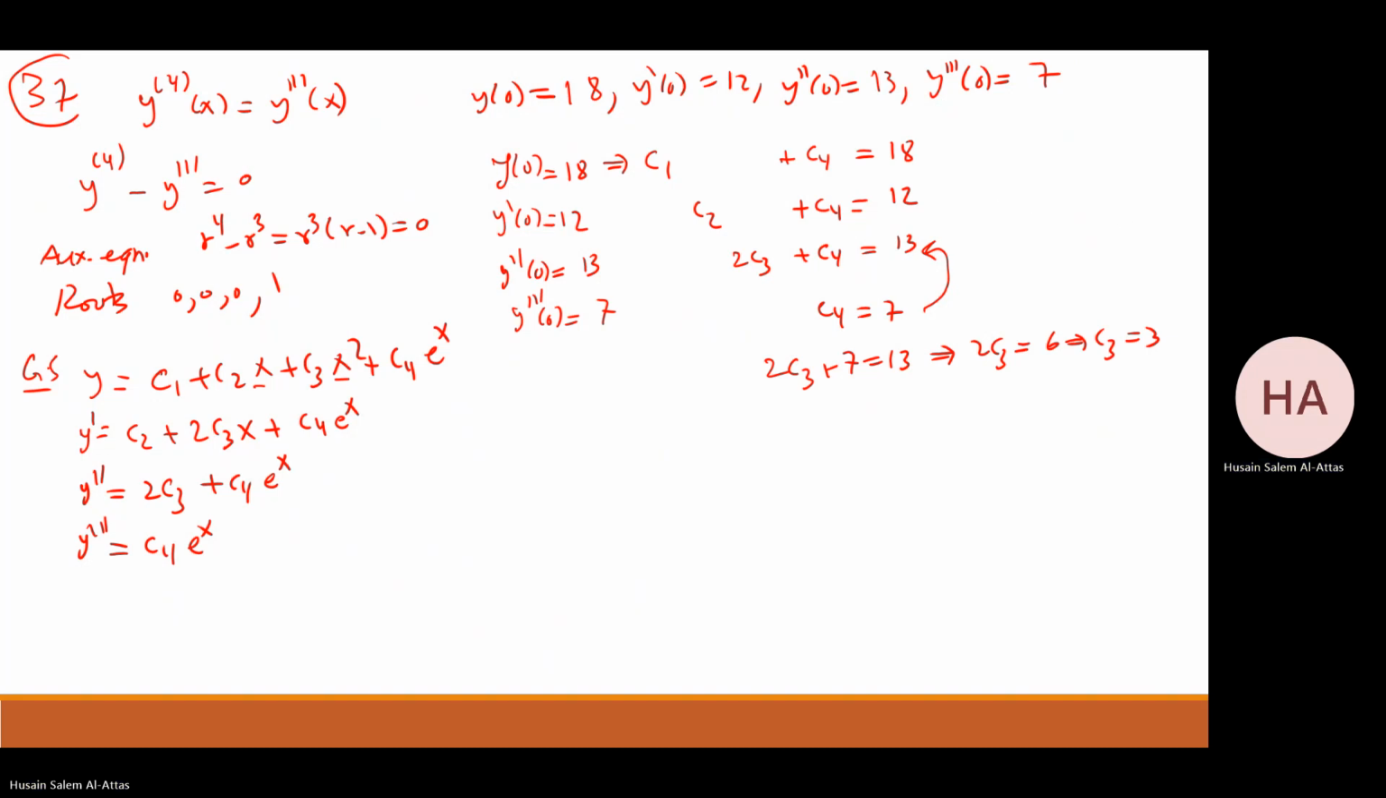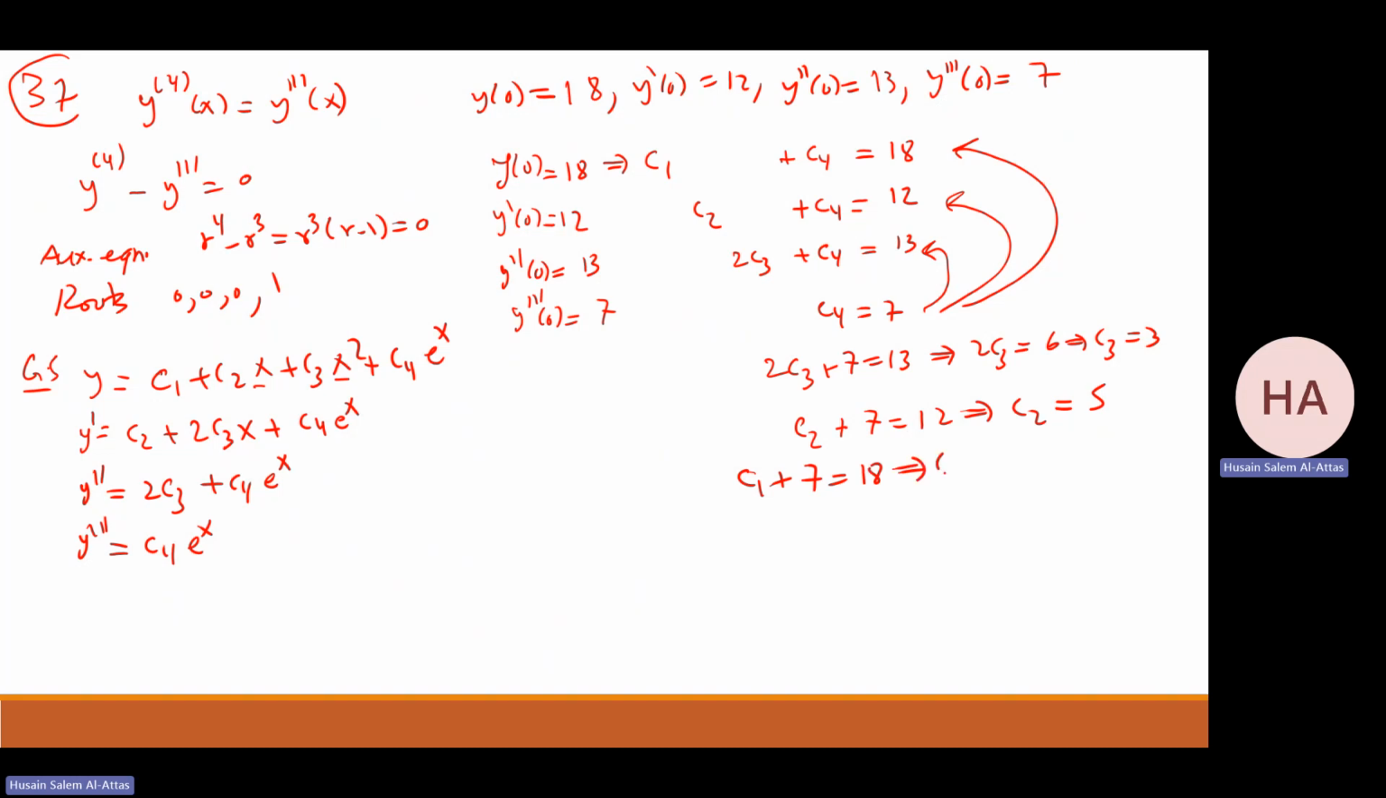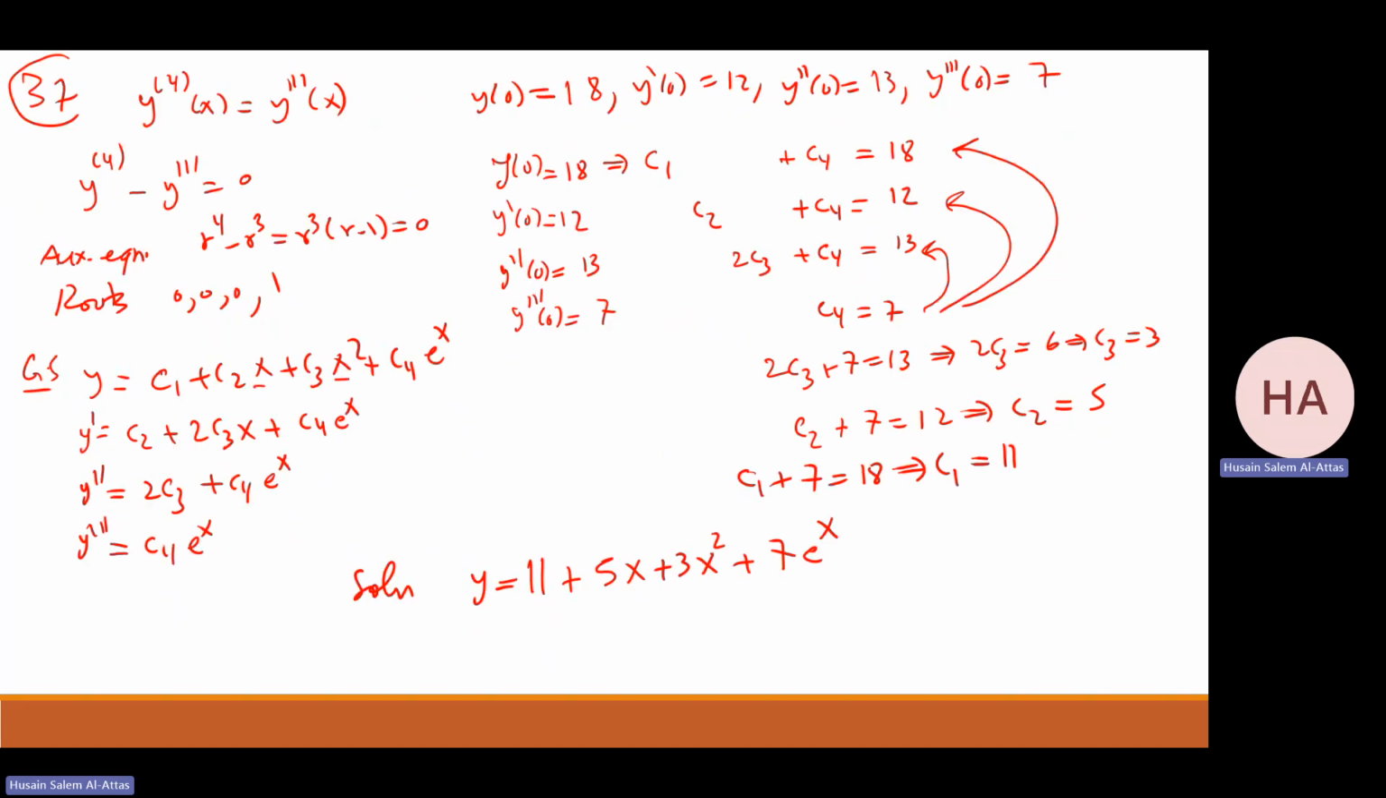Plug C4 here and here. You have C2 plus 7 equals 12, so C2 equals 5. C1 plus 7 equals 18, so C1 equals 11. So my solution will be y equals 11 plus 5x plus 3x squared plus 7 e to the power x. And that is my answer.